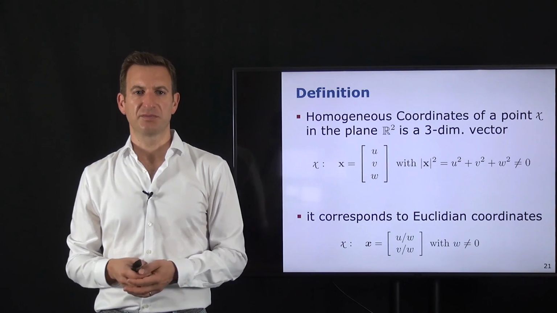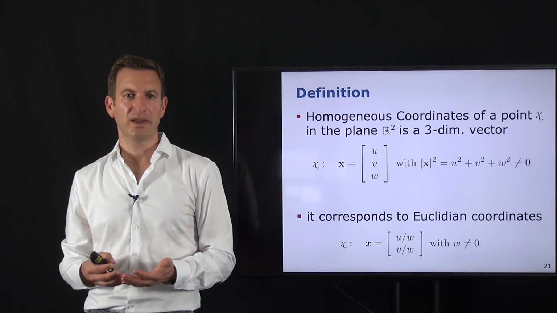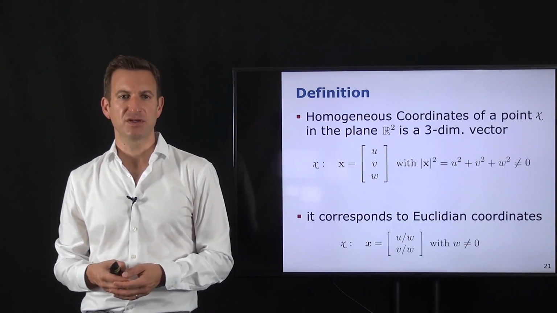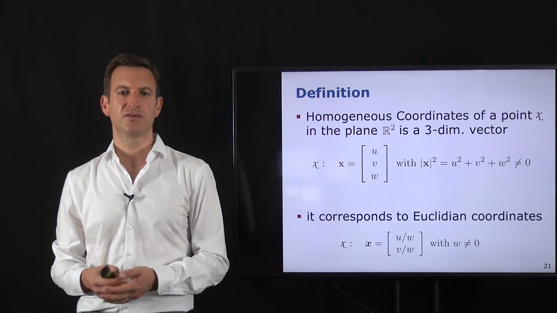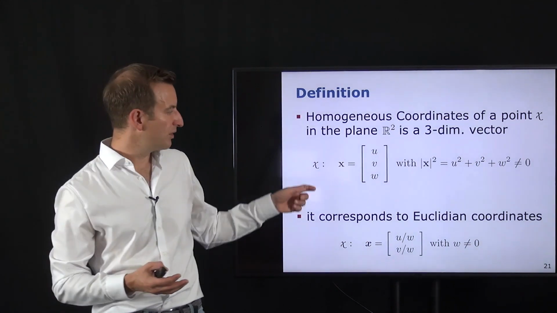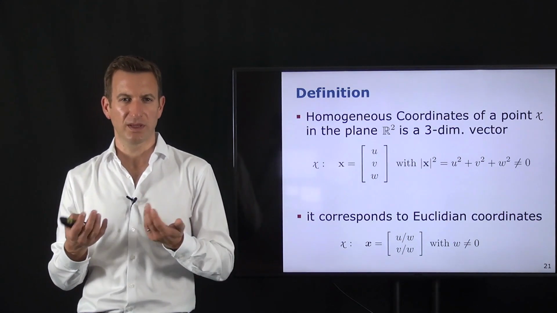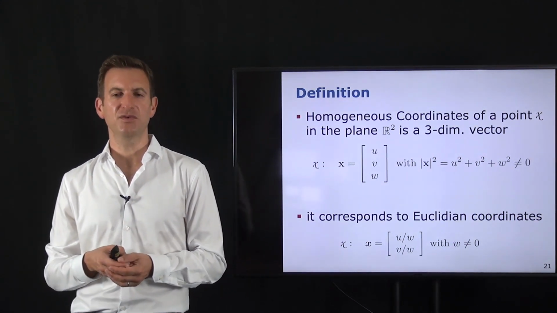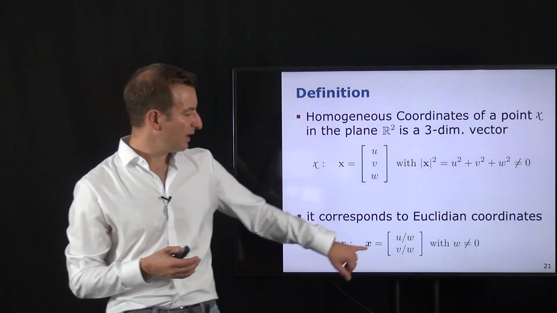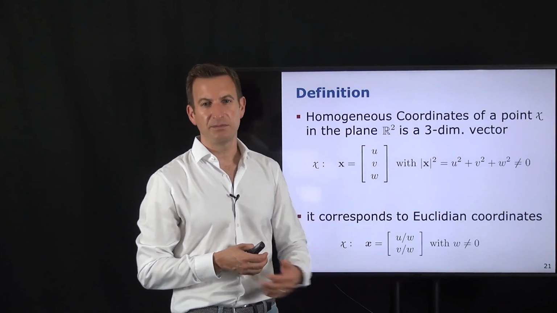So just as a thought experiment, what would actually happen if my term w, my weight, my last dimension, would be 0? Just assume it's 0. If it is 0, that would mean, if you turn it back into a Euclidean point, something that we can better visualize in our brains because we're used to that, that we would take a value u and v and divide it by 0.